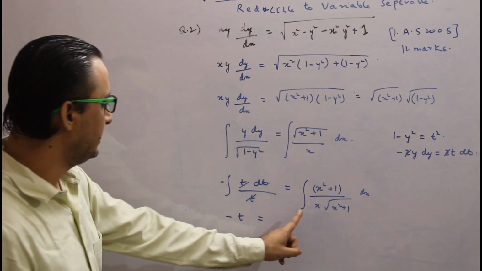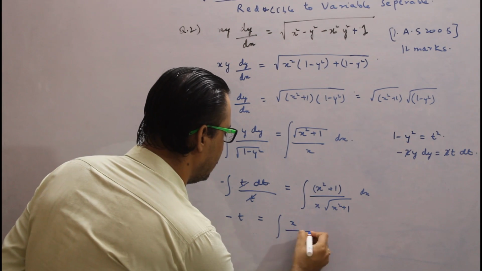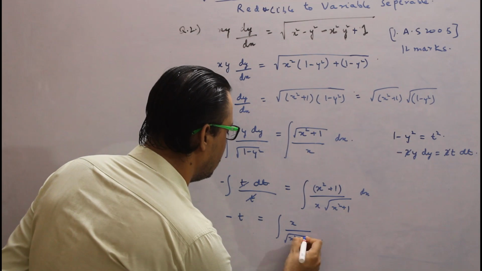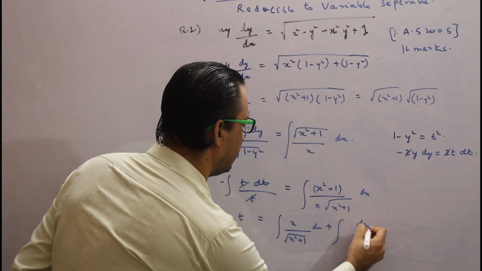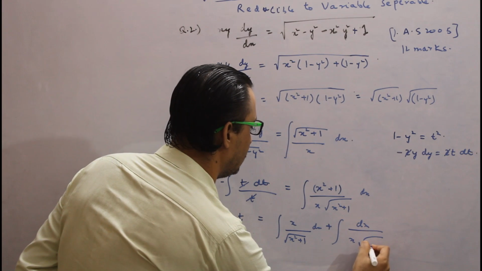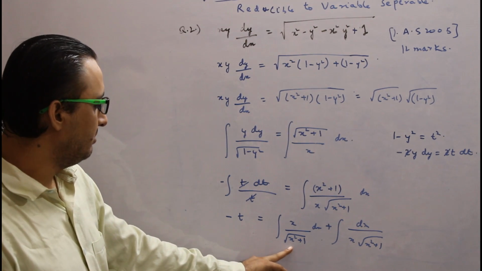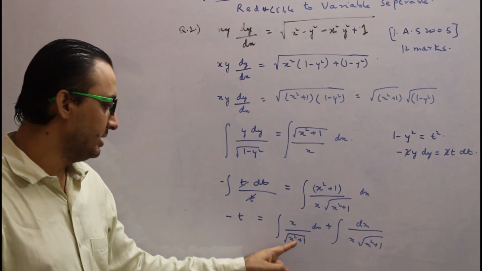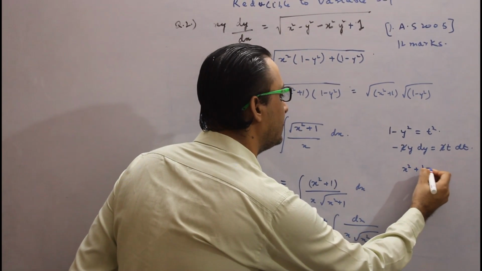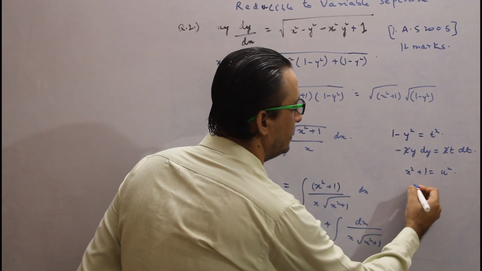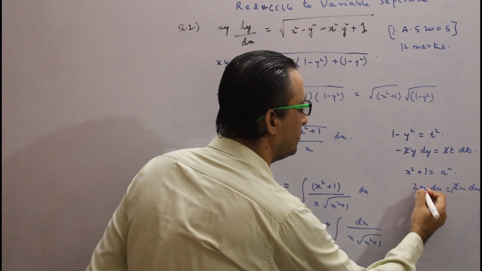Okay, so this can be written as what? Integral of x by under root x square plus 1 dx plus integral of 1 by x under root x square plus 1 dx. Okay. Now if I again see, this becomes integrable because this is the derivative of this one. So if I put again x square plus 1 is equal to say u square, then 2x dx is equal to 2u du. So here 2 gets cancelled.